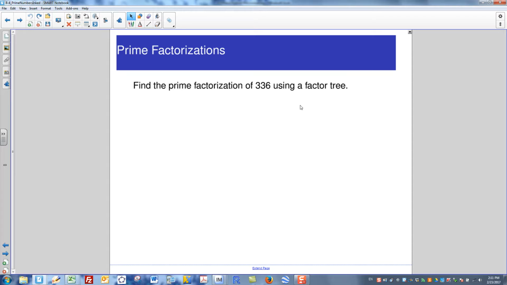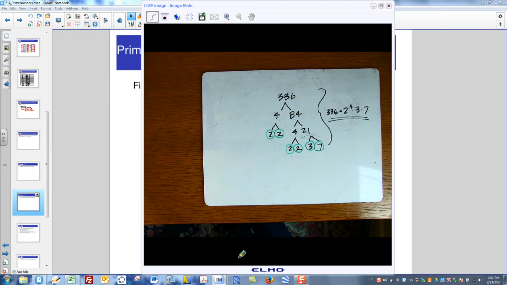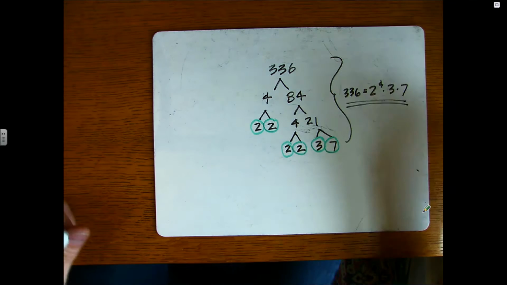One thing I want to make sure you're aware of is that in recent years, there's been a growing use of a new prime factorization method called factor lattice. Let's go ahead and do 336 using a factor lattice just to contrast this method. Once again, we already know what 336's prime factorization is, so we should get the exact same prime factorization, 2 to the 4th times 3 times 7.